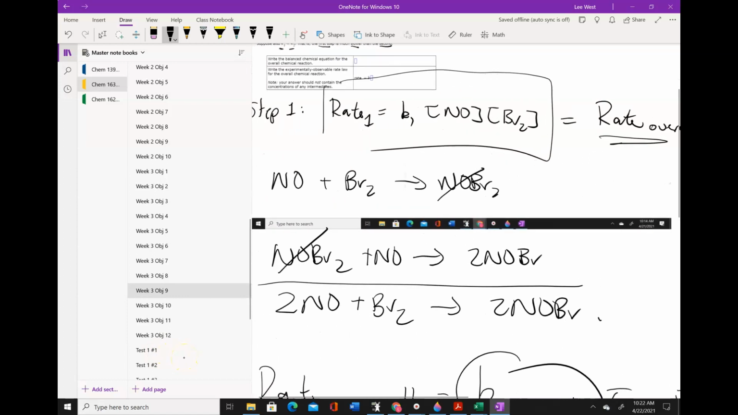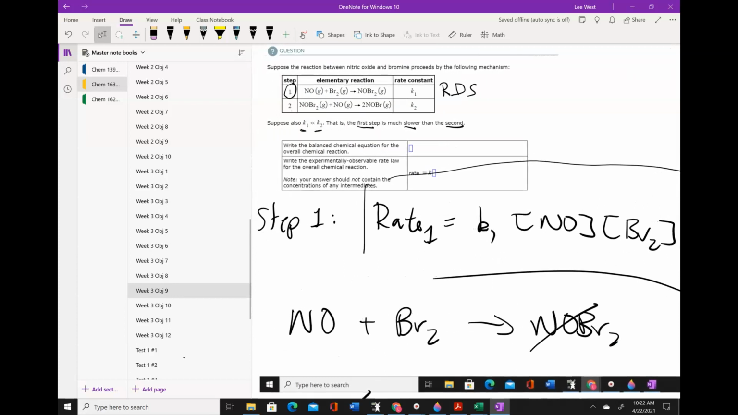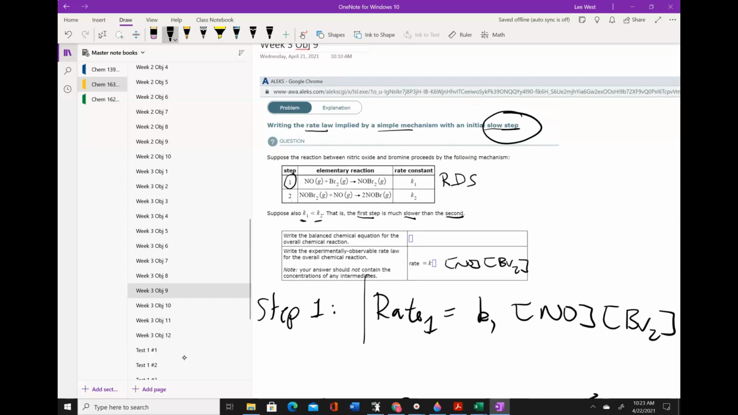Alright, so let's see what we've got here. It says, write the experimentally observed rate law for the overall reaction. And then it gives you a warning. It says that your answer should not contain the concentration of any intermediate. So k multiplied by NO multiplied by Br2, both to the power of 1. So when you have a slow first step, when the initial step is slow, it's pretty easy. Right? It gets more complicated when the second step is slow, and we'll work through that now.